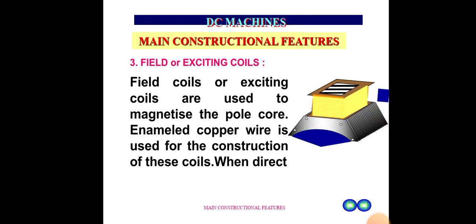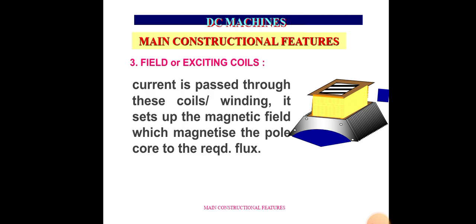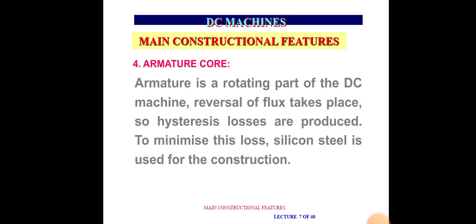Next one, field coil or exciting coil. The field coil or exciting coil is used to magnetize the pole core. It is made of enamelled copper wire. When direct current is passed through the coil, it sets up the magnetic field which magnetizes the pole core to the required flux.